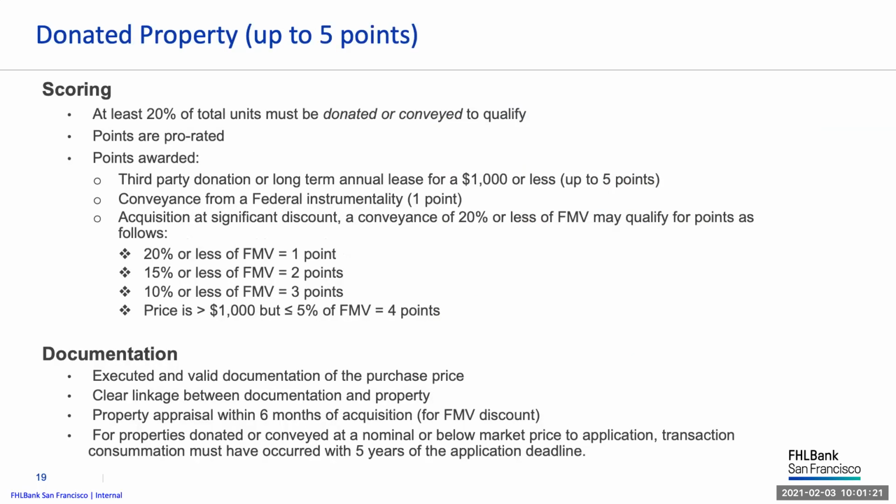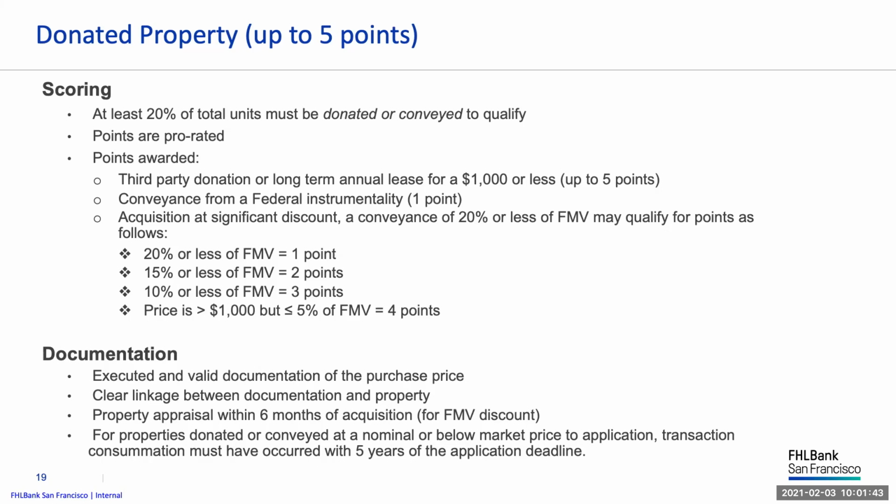Donated property is our next category. Points will not be awarded if less than 20% of project units or land associated with the project meets the category criteria. Points can be prorated if not all the units qualify. There are 3 situations that qualify for points. First is a straight donation.